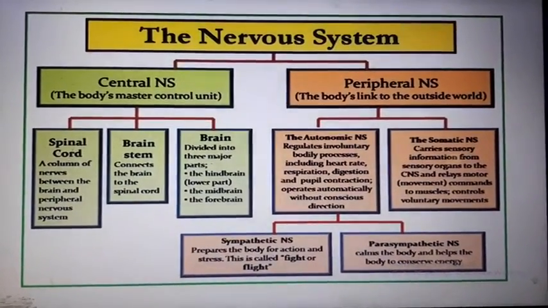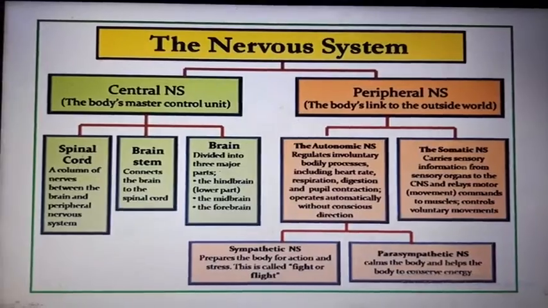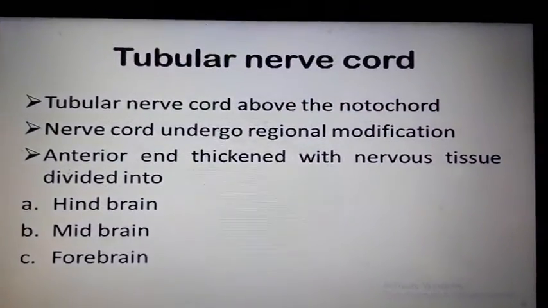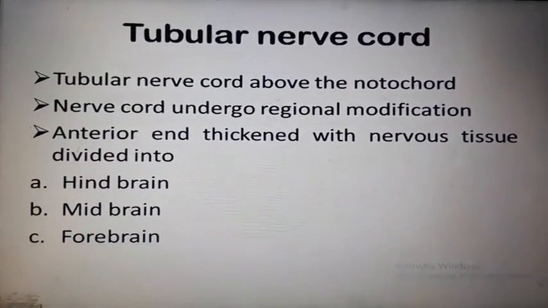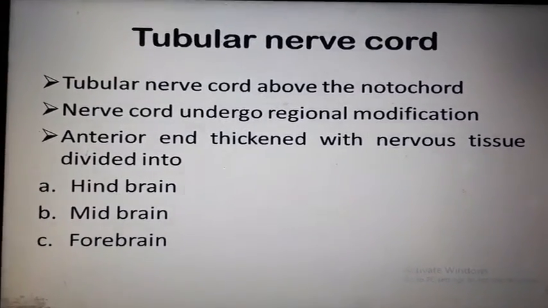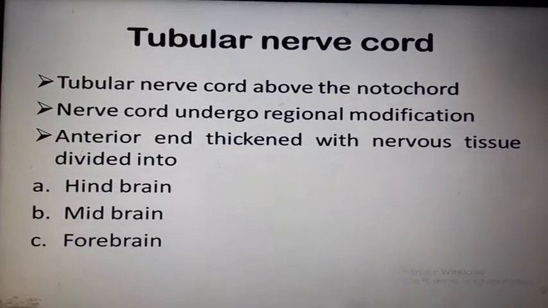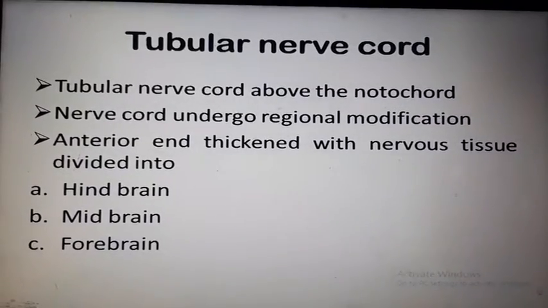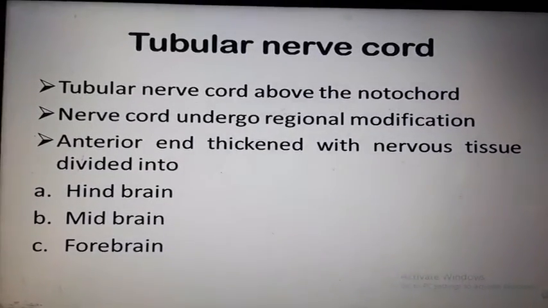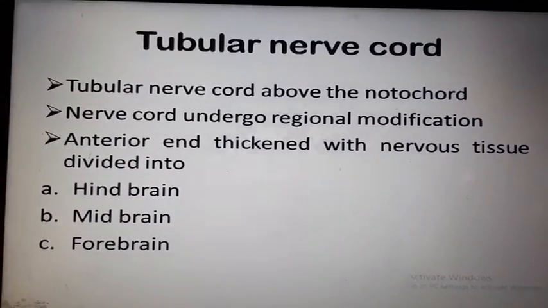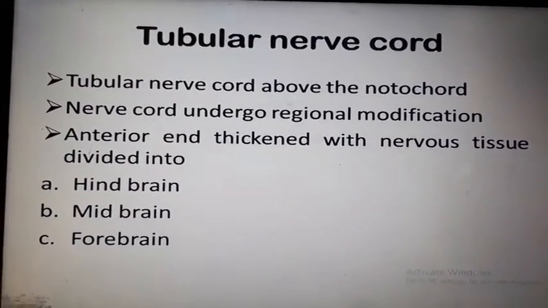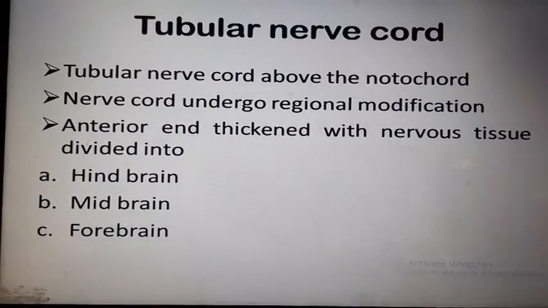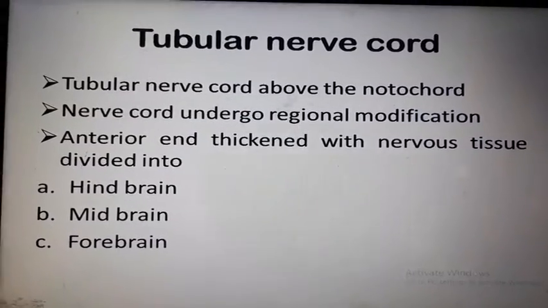After the flowchart of the nervous system, we move towards the tubular nerve cord. So what is the tubular nerve cord? The tubular nerve cord is located above the notochord. This is the location where the tubular nerve cord is present. The nerve cord undergoes regional modification. During early evolution, the nerve cord underwent expansion, regional modification, and specialization into the spinal cord and brain.